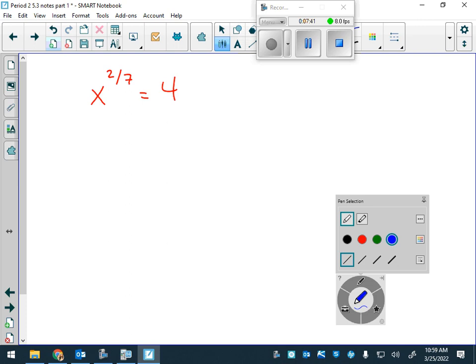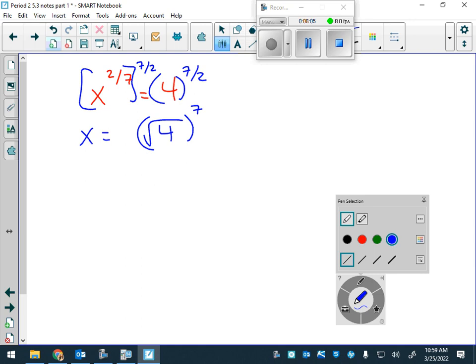7/2, right? So we raise both sides to the 7/2. Okay. Now, rewrite 4 to the 7/2 in radical notation. For solving, keep in mind, how would I write that as a radical? Go ahead. Oh. Square root of 4 to the 7th because we're solving.